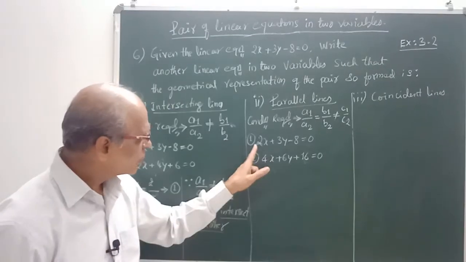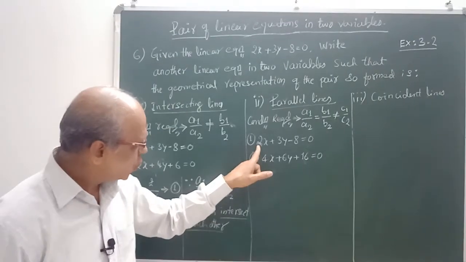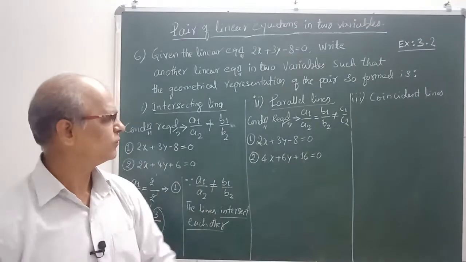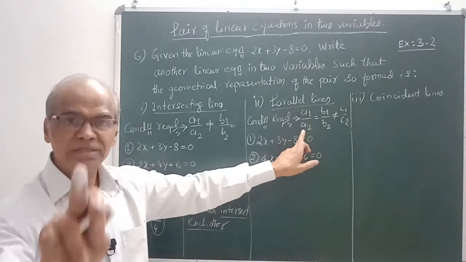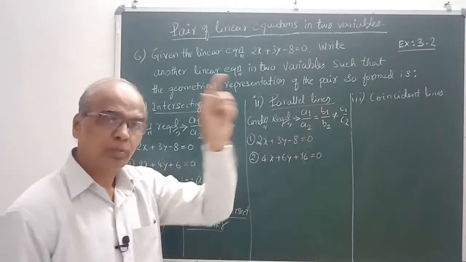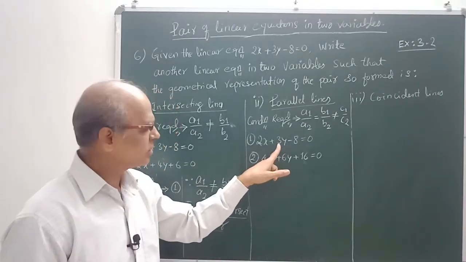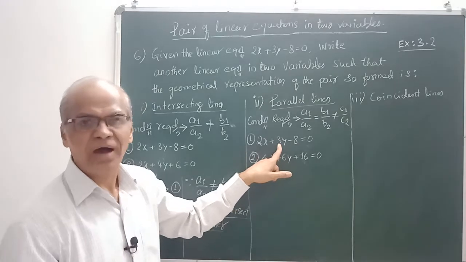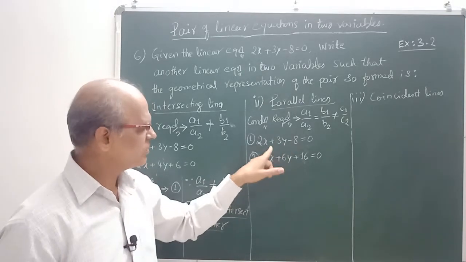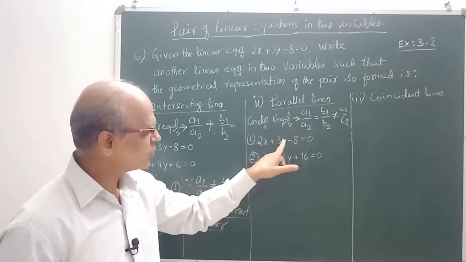I repeat it. You take 4 first. 2 ones are, 2 twos are 4, which means you will get half. A1 by A2 you have got the answer half. B1 by B2 should be half only. That is plus half. That means 3 is already there. In 3's table, to get half, what should this number be? 6. 3 ones are, 3 twos are 6. And this is 8 ones are, 8 twos are 16.